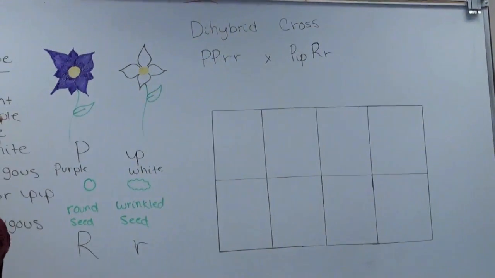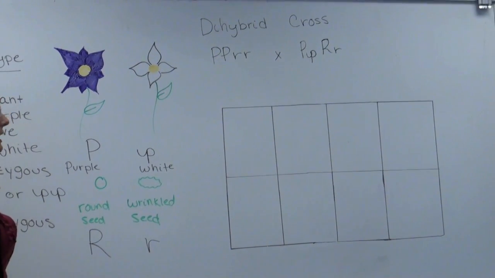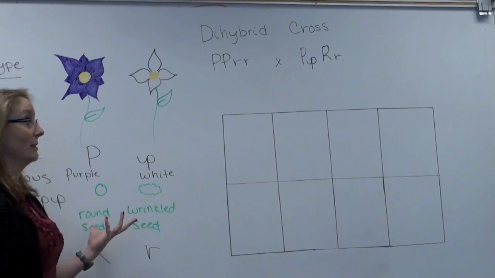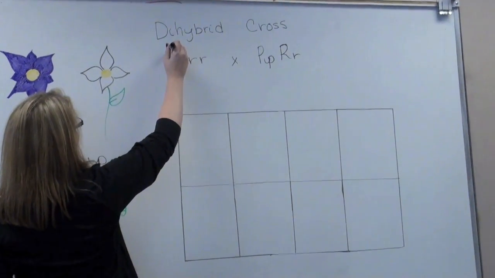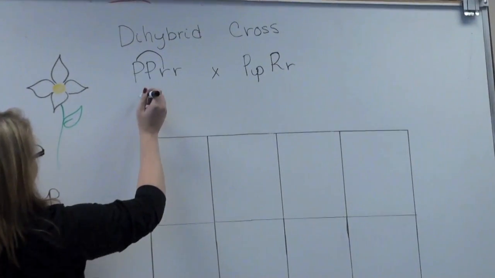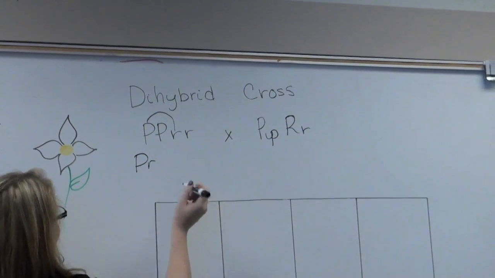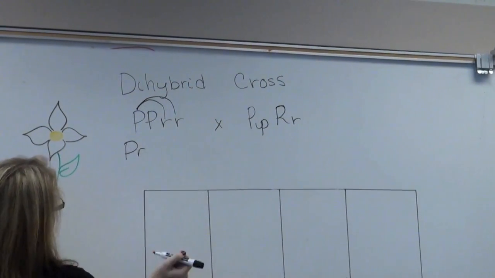So next you need to make sure you figure out the gametes for each of your parents. And when you do a dihybrid cross, it's easiest to use the FOIL method, just like in math. So you'll take your first two letters in each trait and combine them together to get capital P, lowercase r. And then you're going to do it again for your outer letters.